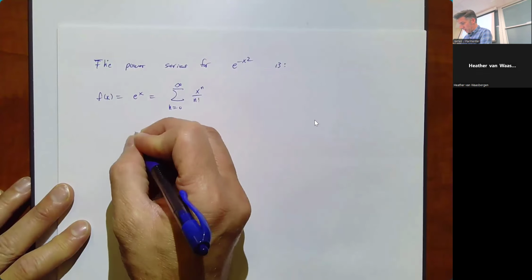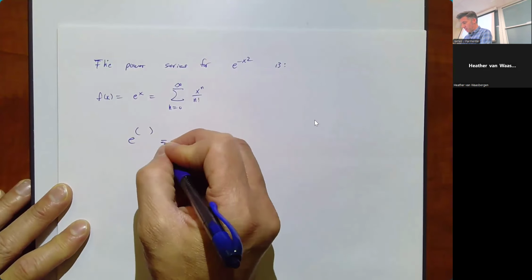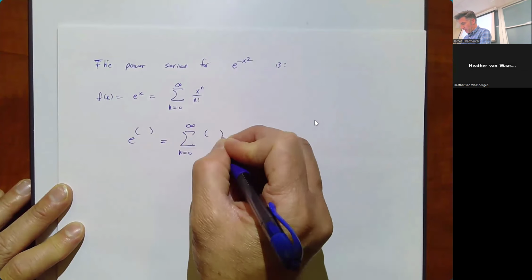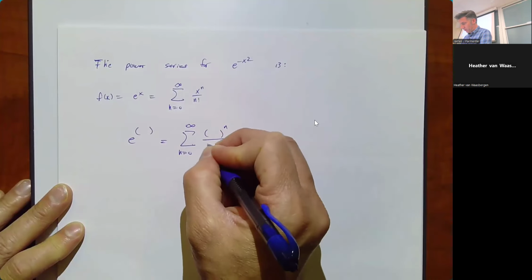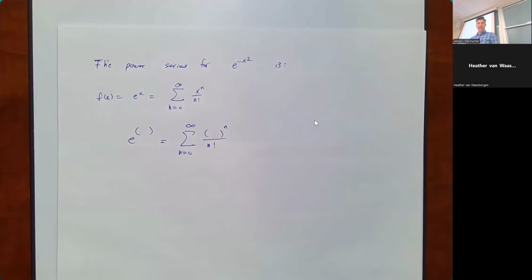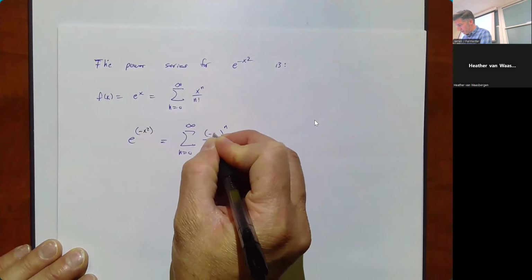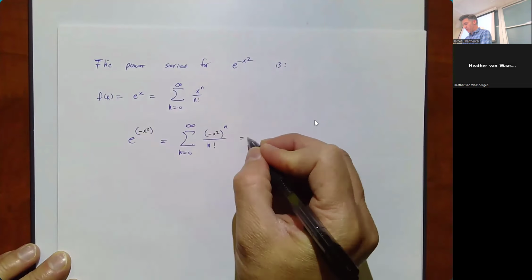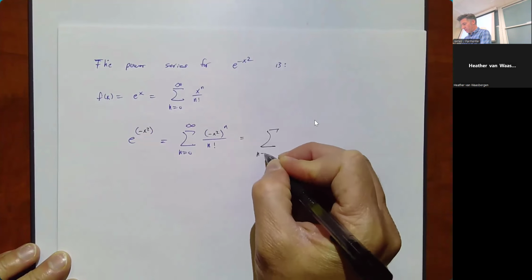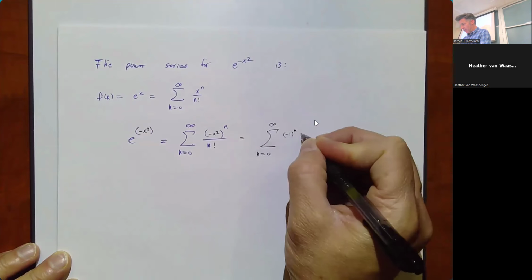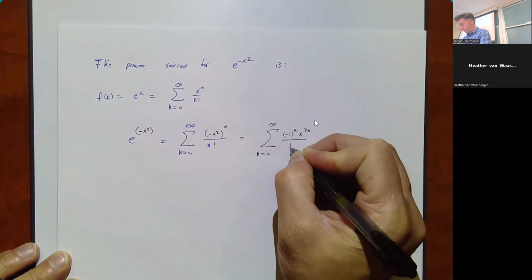So e to the negative x squared is going to be the sum from n equals 0 to infinity of negative x squared to the nth power over n factorial. I really do like replacing the x with an unfilled parentheses, and then filling in whatever I want to go there. And if we want, we can rewrite this as the sum from n equals 0 to infinity of -1 to the n times x to the 2n over n factorial.